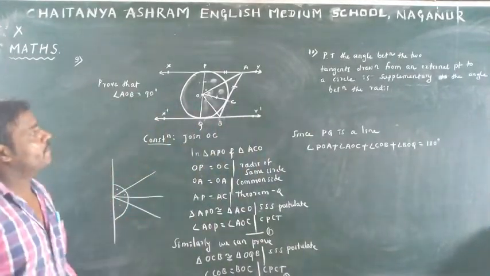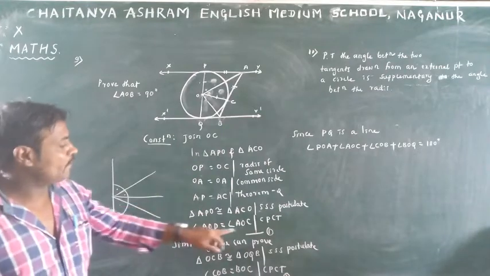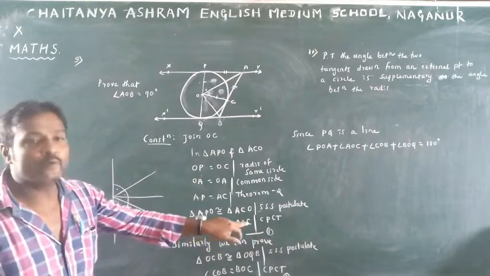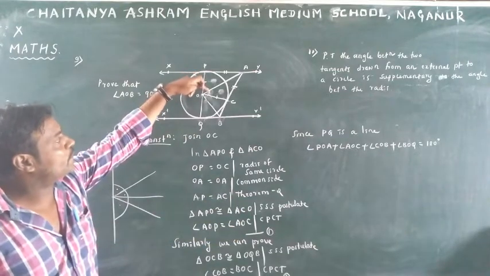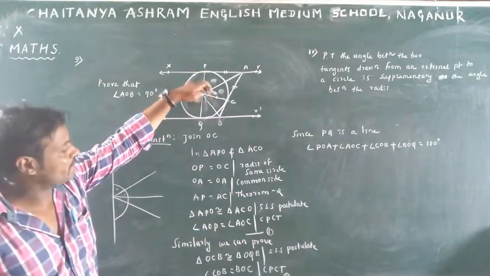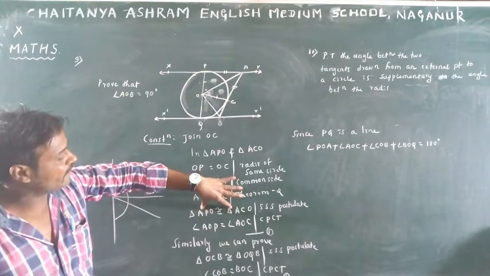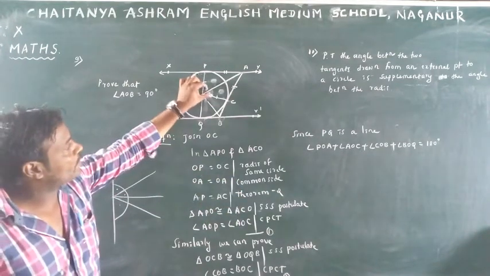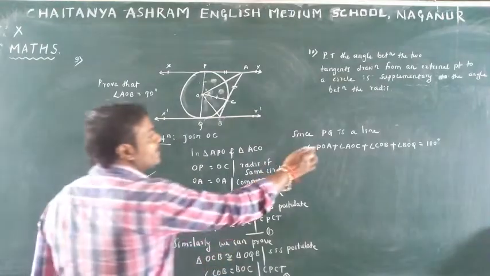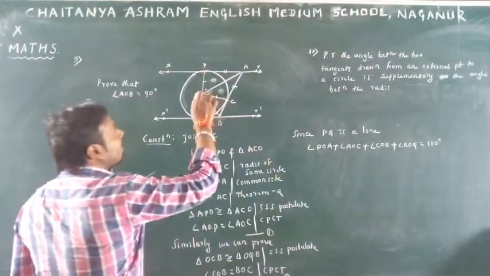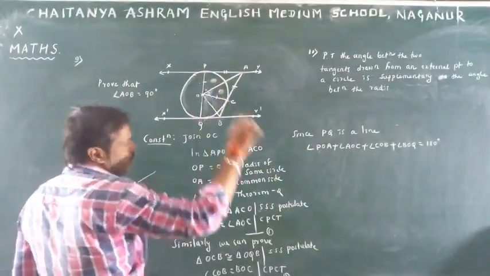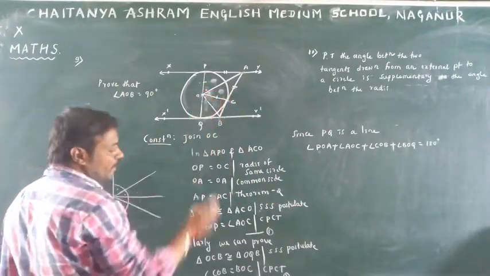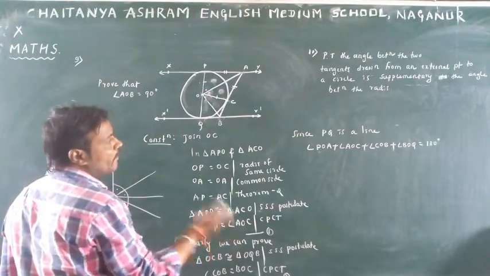Now observe here. In result 1 we showed that angle AOP is equal to angle AOC. So this angle is equal to this angle, because these two triangles are congruent. We showed that result through CPCT, so these two angles are equal. So instead of this angle POA, now I write angle AOC, because both the angles are equal, as we showed in result number 1.